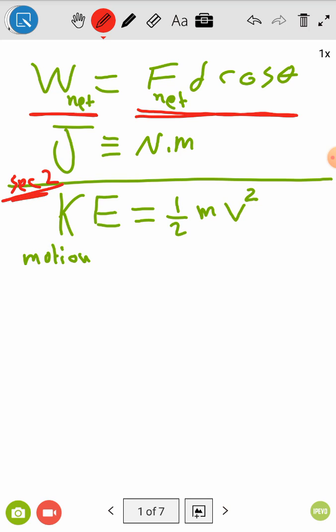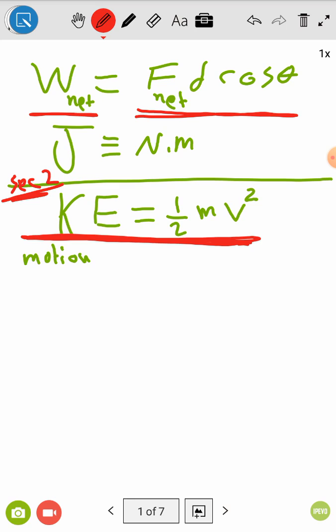Section 2 talks about energy, defined as the ability to do work. The first kind of energy is the kinetic energy. Objects in motion have the ability to do work. This kind of energy depends on the object's mass and the object's speed squared. Kinetic energy equals half m v squared.